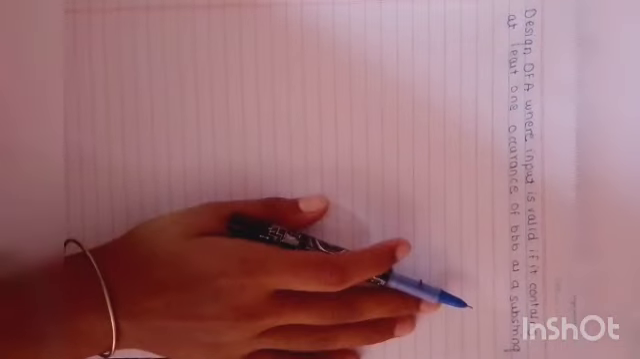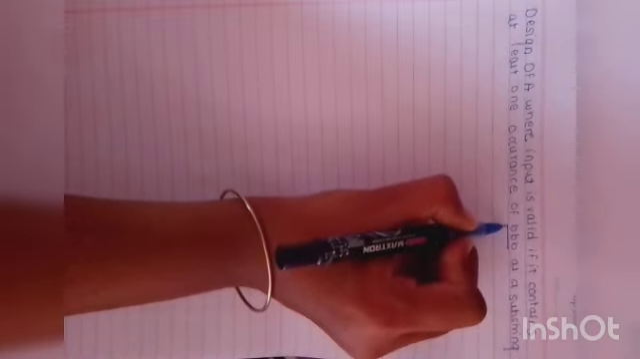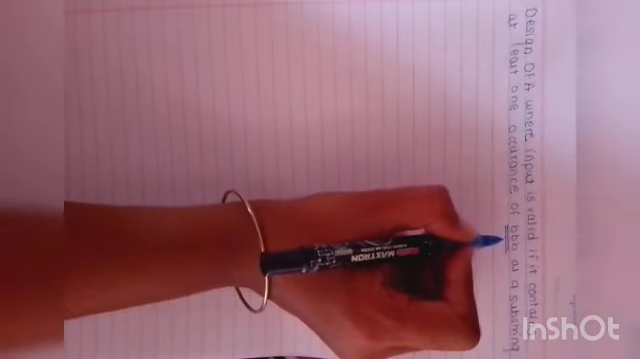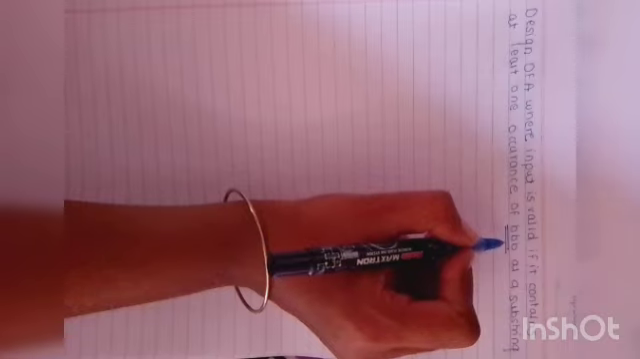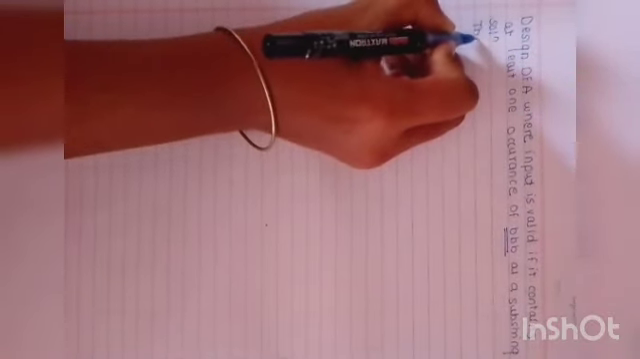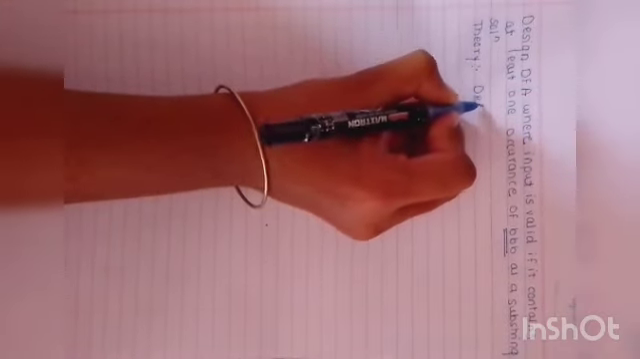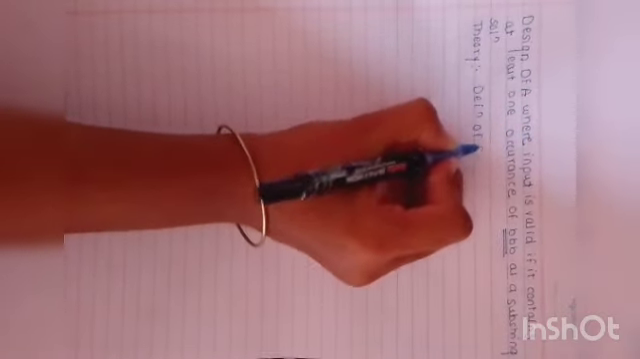Design a DFA where the input is valid if it contains at least one occurrence of a BBB string. So we have to design a DFA for at least one occurrence of BBB. Let's find the solution. First is the theory point. In theory, we write the definition of a DFA.